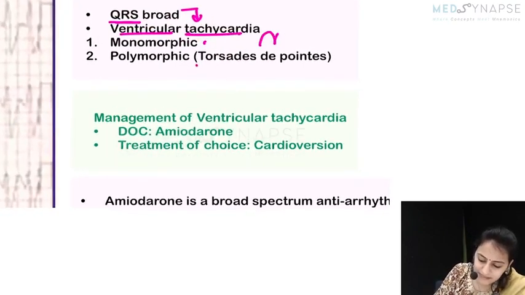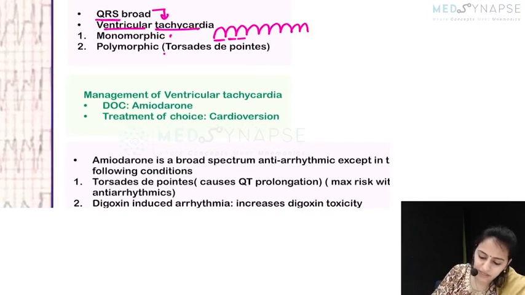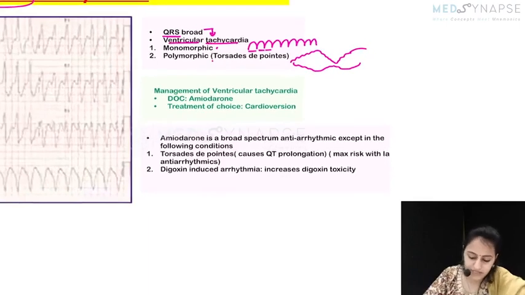Monomorphic मतलब सिर्फ एक ही morphology का ऐसा दिखेगा ECG with the broad QRS. That is monomorphic. And what do you see in polymorphic? Torsades de pointes, the amplitude is increasing, decreasing. ठीक है, ऐसा वाला दिखेगा in torsades de pointes.